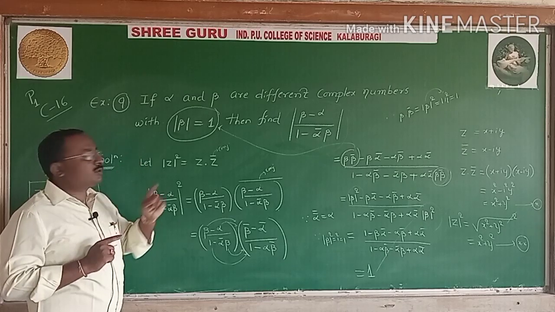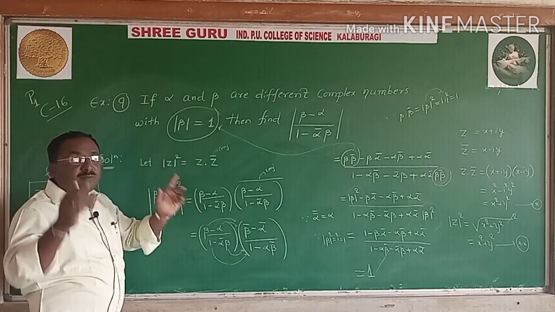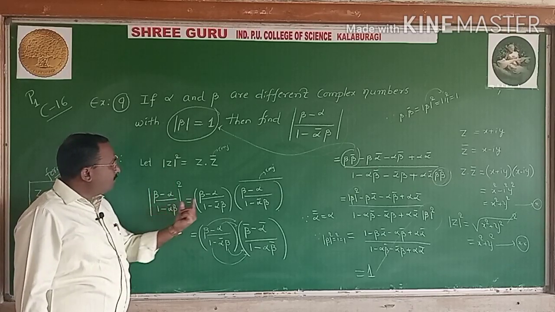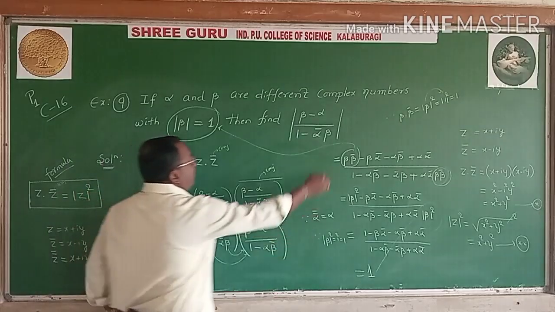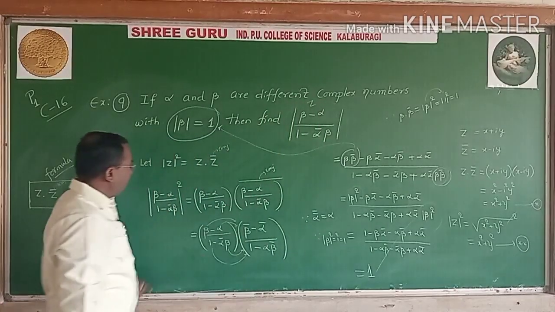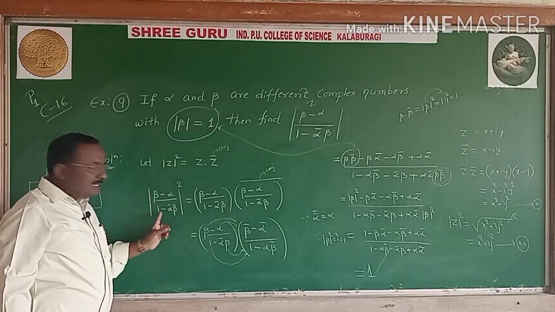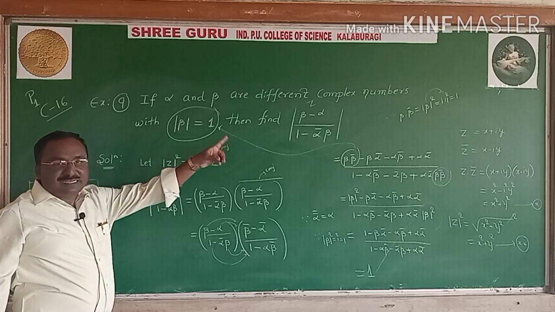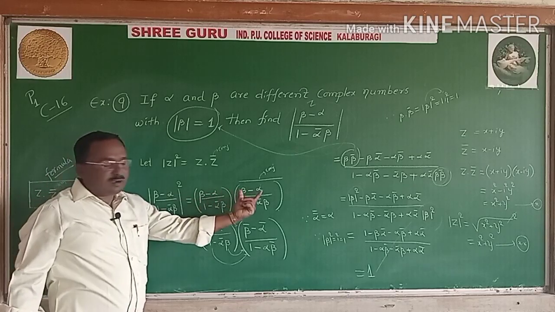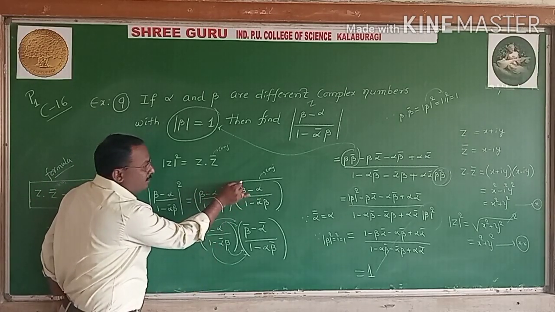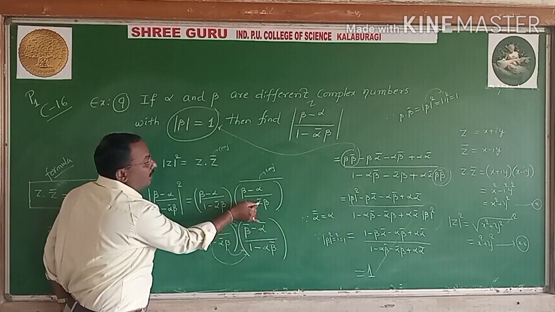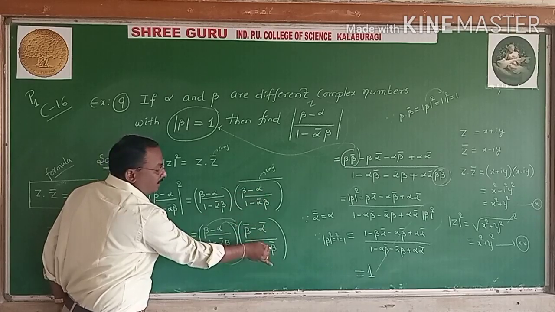Properties of modulus I will explain already. Modulus of this whole square is equal to z into z bar. This complete inside, treat as z. This is a complex number, I will treat as a complex number. Treat as z z bar. Write individual bar: beta bar, alpha bar, 1 bar is 1, alpha double bar is alpha, beta bar.